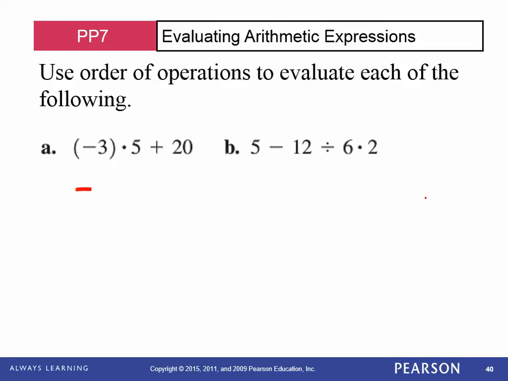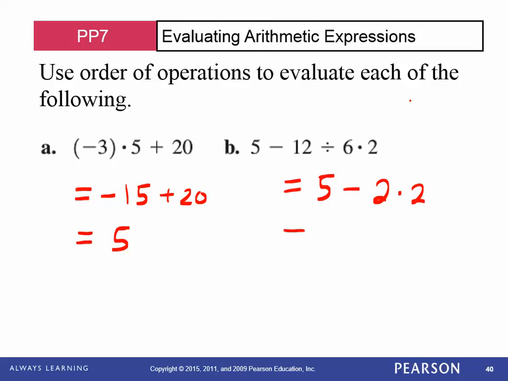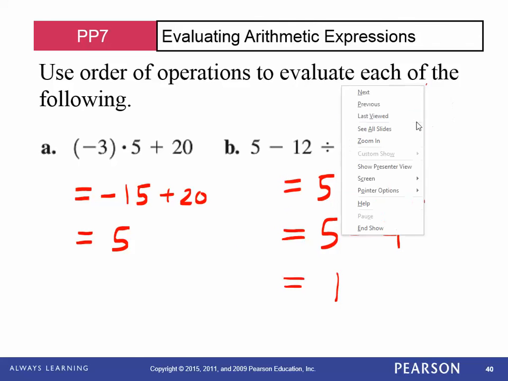So use order of operations to evaluate each of the expressions here. Hopefully you got negative 15 plus 20, which eventually made 5. On this one, notice division is coming before multiplication. So again, this whole concept of you have to do this first. So 12 divided by 6 would be 2. And then you have to do multiplication. 2 times 2 is 4. And then 5 minus 4 is 1. Okay, 2 more for you to practice.